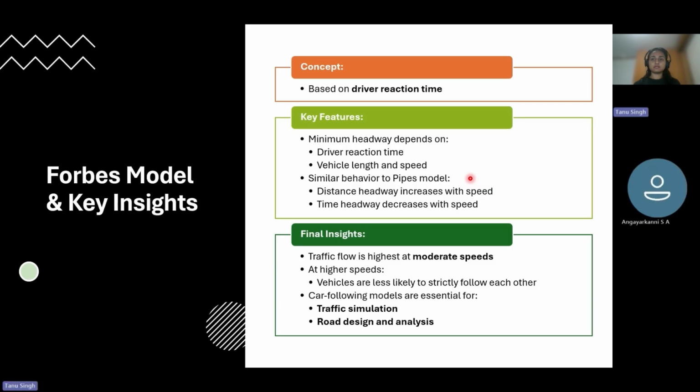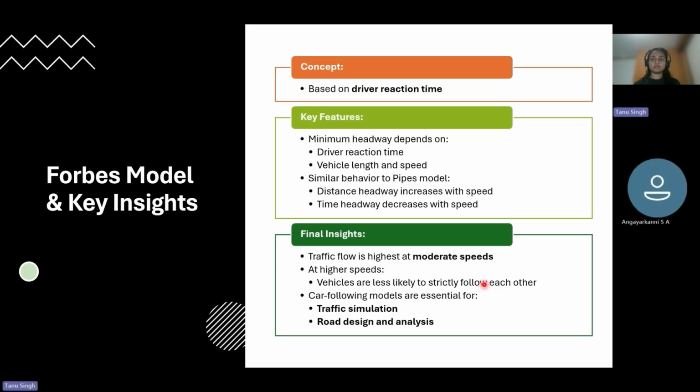From all these models, we conclude that the traffic flow is most efficient at moderate speed. At very high speed, drivers do not strictly follow each other, which reduces the overall efficiency.